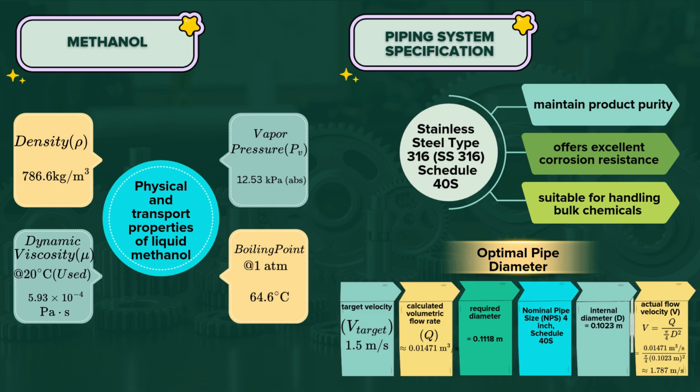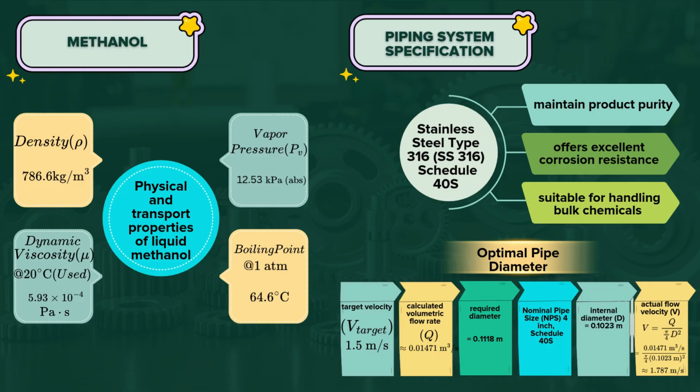Furthermore, methanol's low flash point, toxicity, and wide flammability limits mandate a completely closed and robust piping system designed to ensure safety and environmental protection. Selection and justification of piping material. The selection of pipe material must satisfy chemical compatibility, safety, and regulatory requirements.